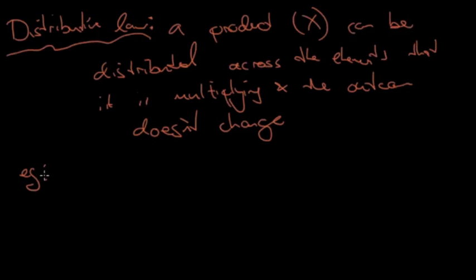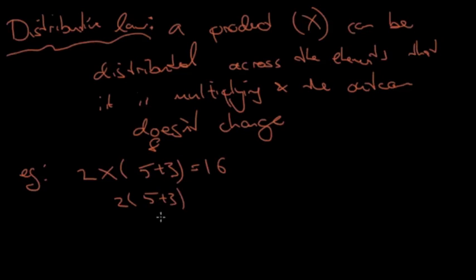So an example here, we could say something like 2 times the quantity 5 plus 3, just to stick with our numbers. Well, 5 plus 3, that's 8. So 2 times 8 is 16. We could also write this another way.